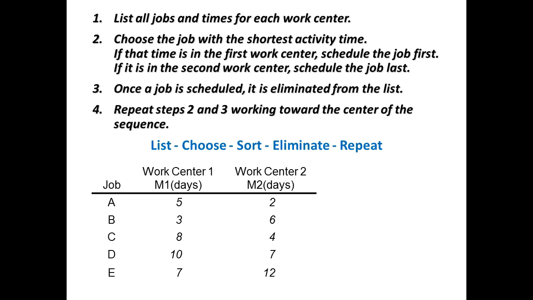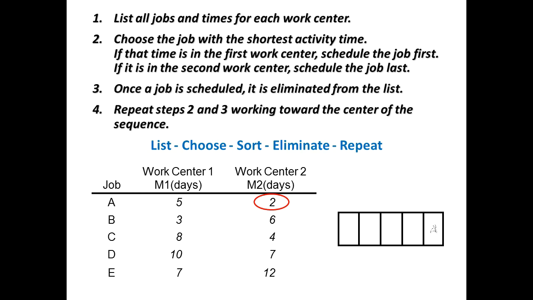Let's have a look at one example. All jobs and times for the work centers are already listed. Now we have to choose the job with the shortest activity time. By looking at the data, the shortest activity time is 2 days for job A at work center 2. Next, we have to sort job A into the sequence. As said before, if the time is in the first work center, schedule the job first. If it is in the second work center, schedule the job last.